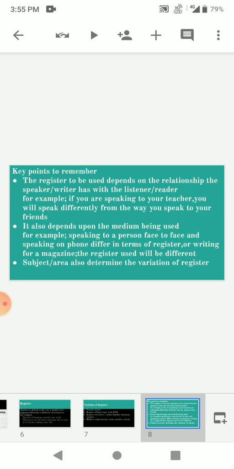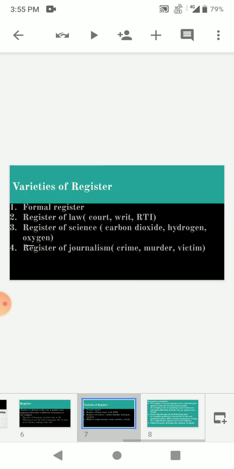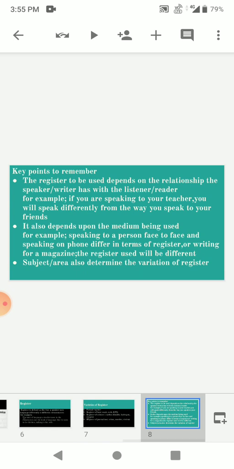Or writing for a magazine, the register used will be different. Subject area also determines the varieties of register. Like I told you, there is register of law, register of science. Different words will be used according to the area.